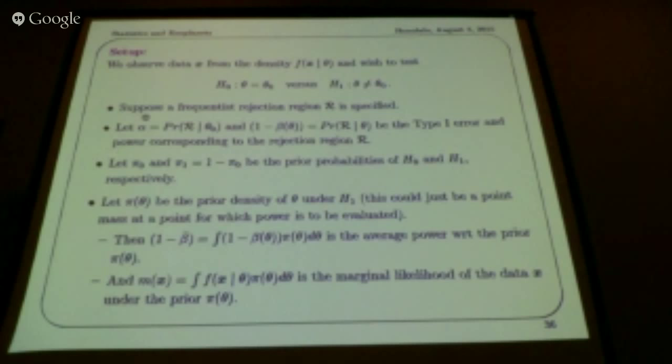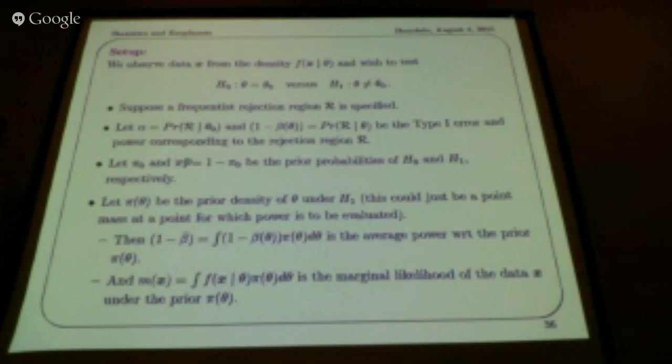So the classical frequentist thing to do is to specify a rejection region R, compute type one error, and compute the power. The error is the probability of rejection under the null. The power is the probability of rejection under the alternative, which typically depends on the value of theta under the alternative. So we'd be mixing up Bayes and frequentist here.